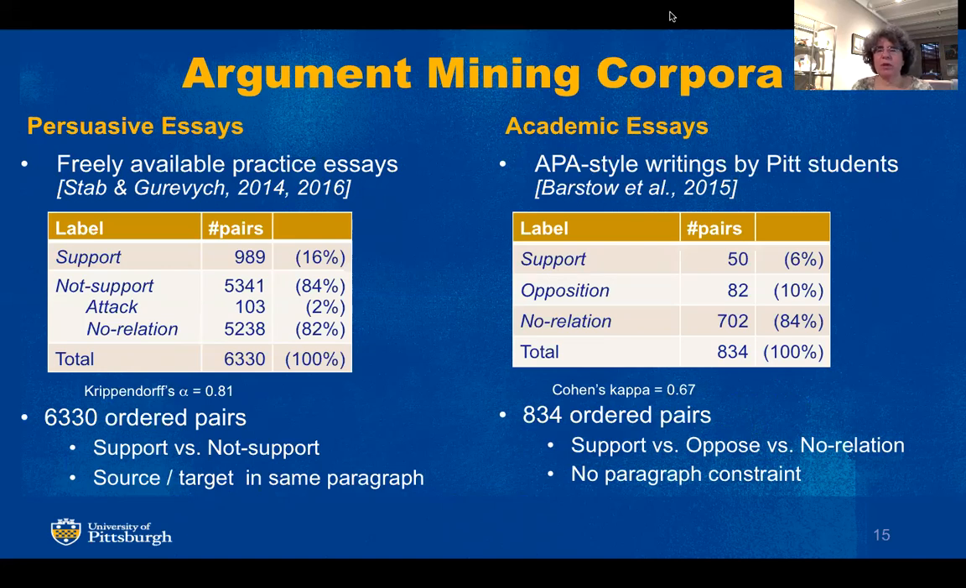The second corpus, unfortunately, is not publicly available, but we had access to it, so we used it as a way to examine the generality of our approach. This was a set of APA-style writing by undergraduates at my university. And you can see that it's a much smaller corpus than the first one, but the distribution of the relations is the same. In fact, most of them are not related. We have a slightly different ontology for the relationships, and here we did not enforce this paragraph constraint to limit the number of pairs.